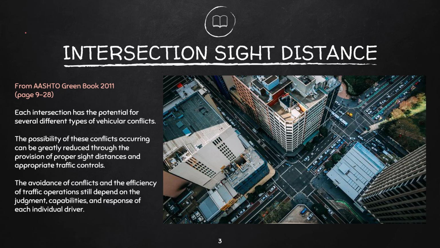The avoidance of conflicts and the efficiency of traffic operations still depend on the judgment, capabilities, and response of each individual driver. Of course, even if you provide traffic controls and proper sight distances, as we have mentioned during our previous discussions, each driver has different capabilities. They have different judgment. They have different perception reaction times. So it still depends on the capability of drivers.